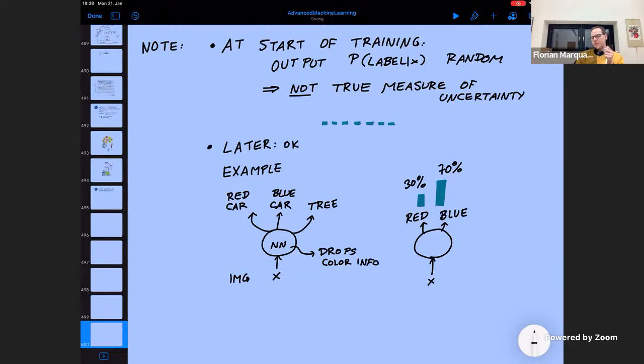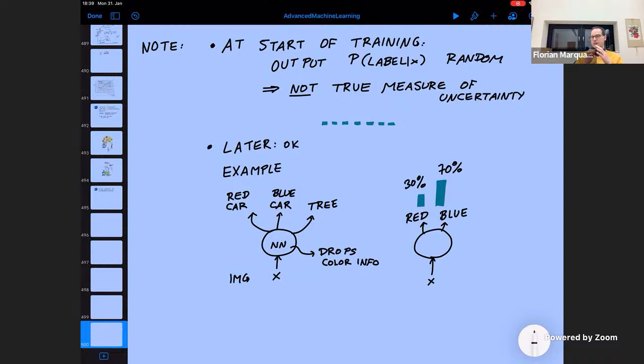But then, of course, if it does the active learning, it will recognize that for the trees, it's very certain. So whenever it sees a picture of a tree, there's a 100% probability for the tree, and that's perfect. Whereas whenever it sees a car, it has this 30% versus 70%, so it's less certain. So it will then concentrate its active learning on images that show cars. So it will ask for labels for these cars. And eventually, hopefully, it will adapt its weights such that the color info is actually retained. And then with the help of this color info, it will also eventually be able to distinguish between the red and the blue cars. And then if you feed it a red car, it will have a 100% probability for red car. And if you feed it a blue car, it will have 100% probability for a blue car. So this is how you should think about this.